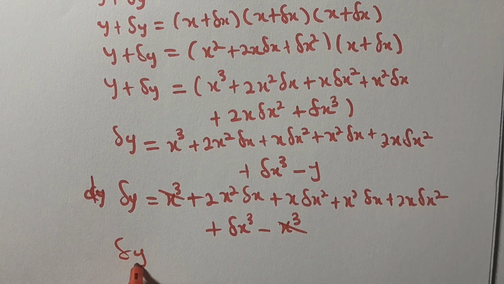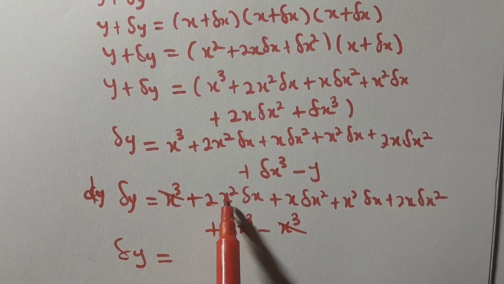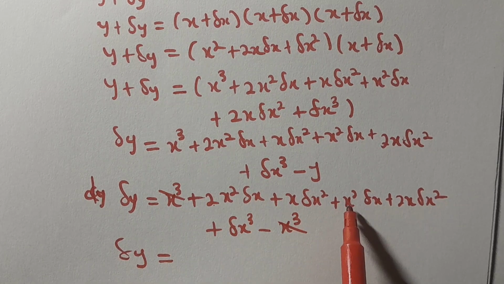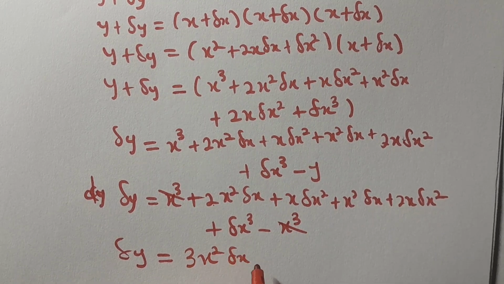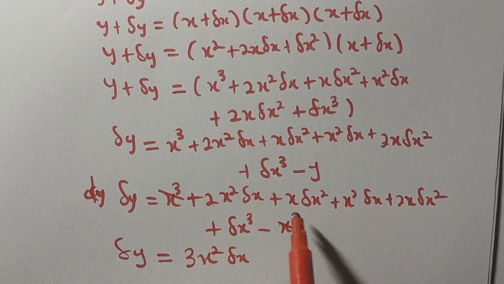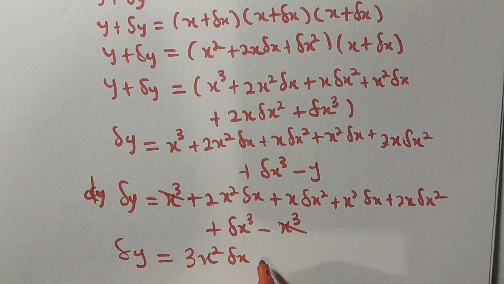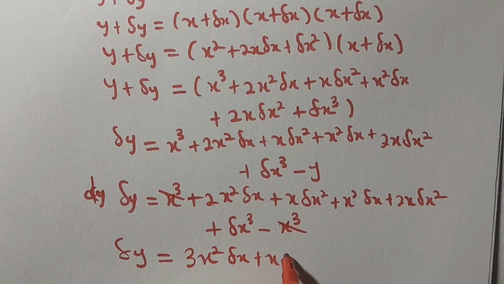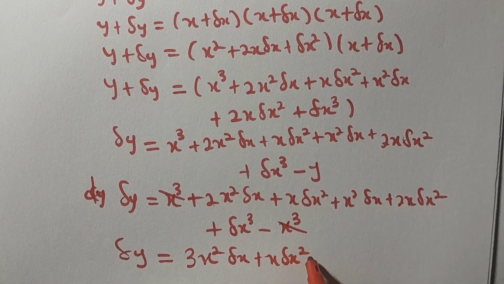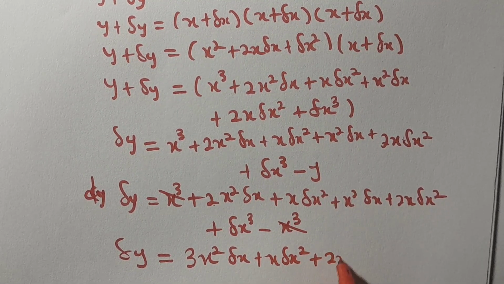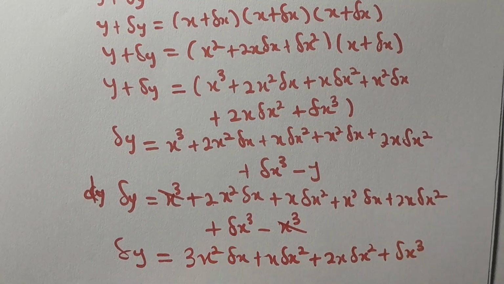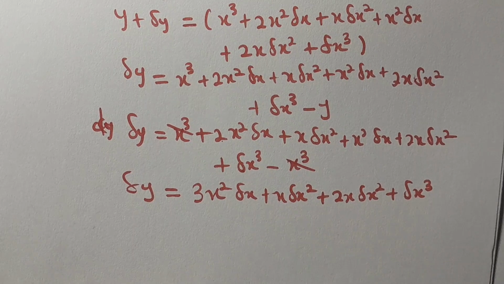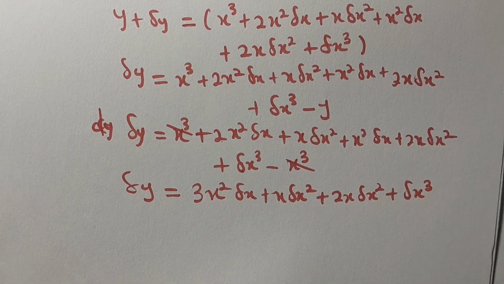So what we're going to have will be change in y equals, now 2x squared change in x and x squared change in x. So this one will be 3x squared change in x, this and this. Then we're going to have x change in x squared, plus 2x change in x squared, plus change in x cubed, this. So from here, let the variable be the subject by dividing by change in x.